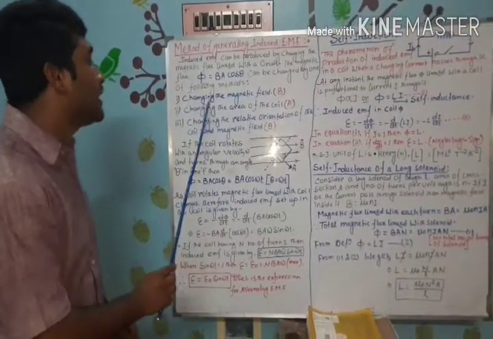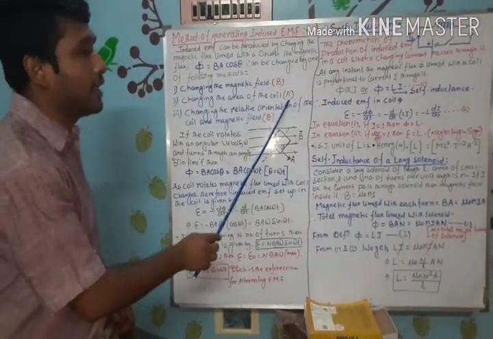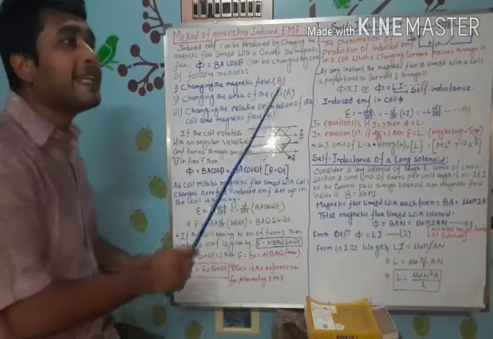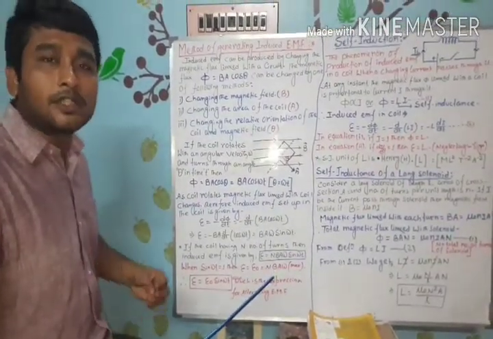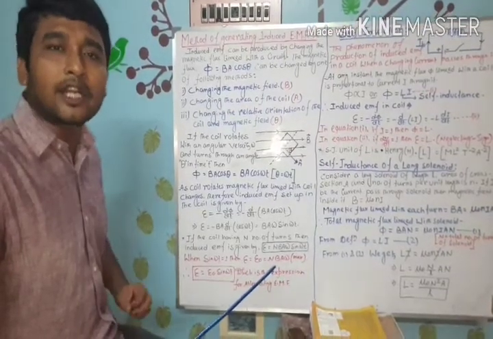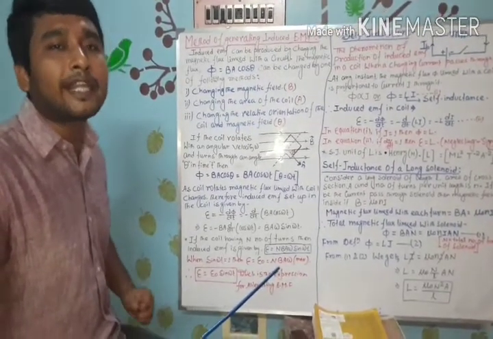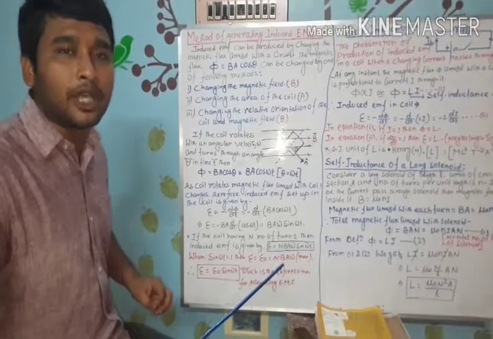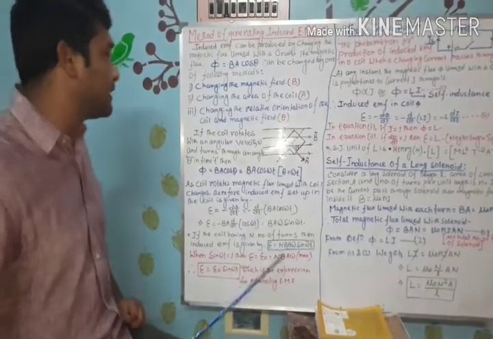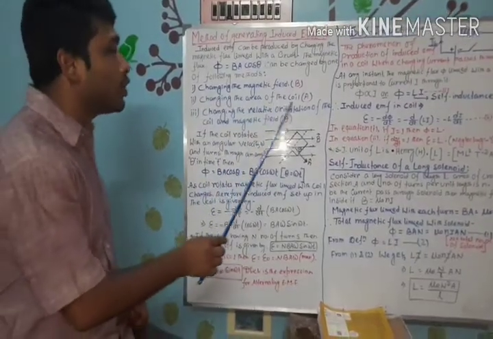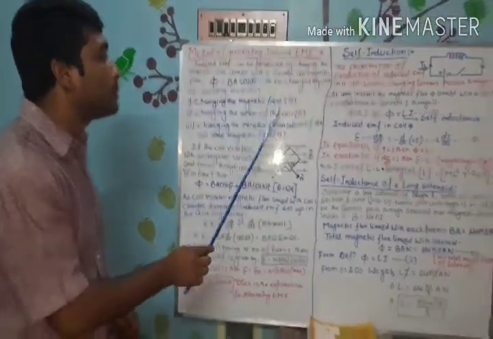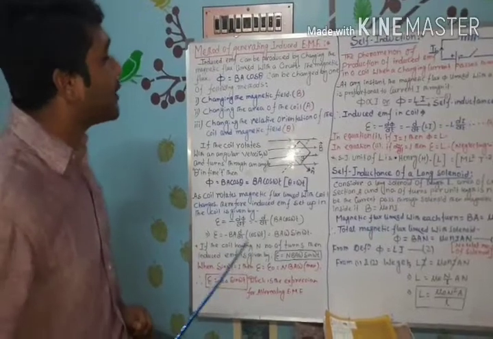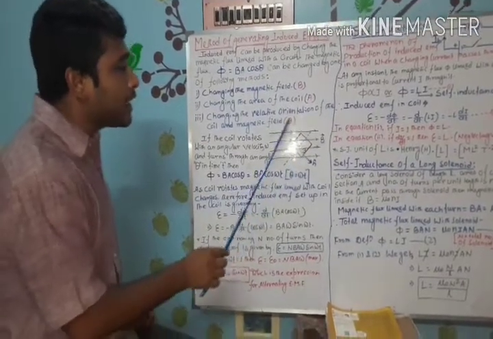Number two method, changing the area of the coil. If we can change the area of a coil in the magnetic field, then the magnetic flux linked with the coil changes, meaning in that coil there will be some induced EMF. And number three method is changing the relative orientation of the coil and the magnetic field, that is, the value of theta actually. Now see the diagram very carefully.